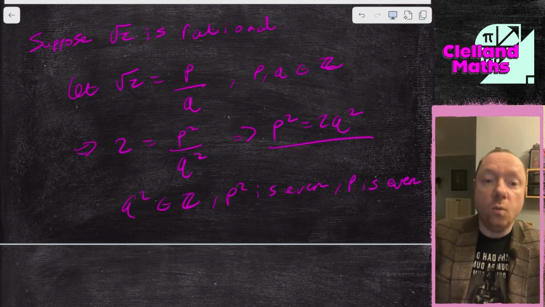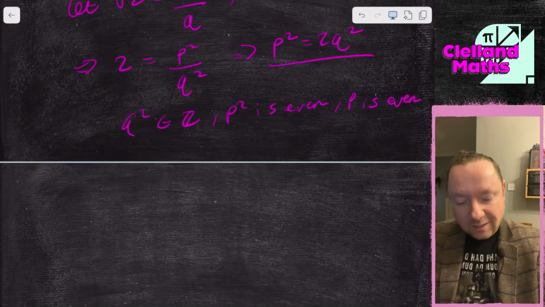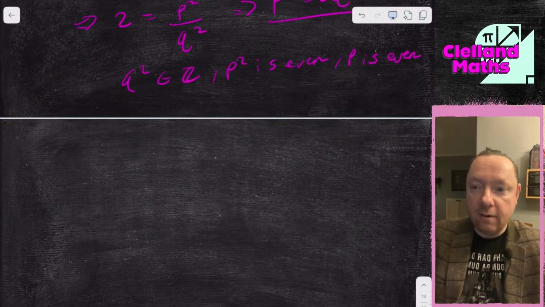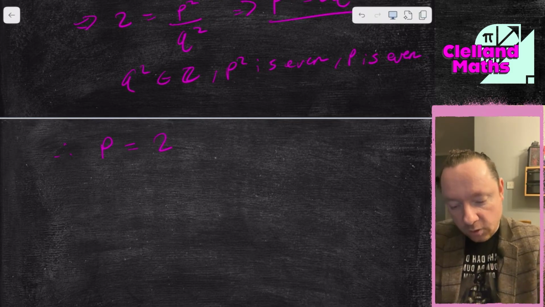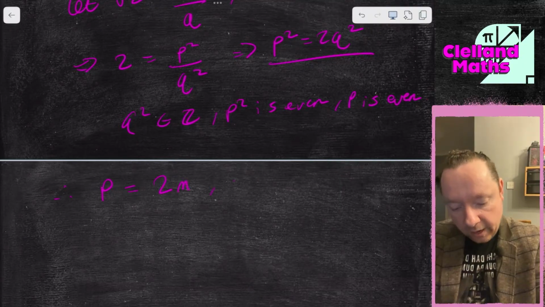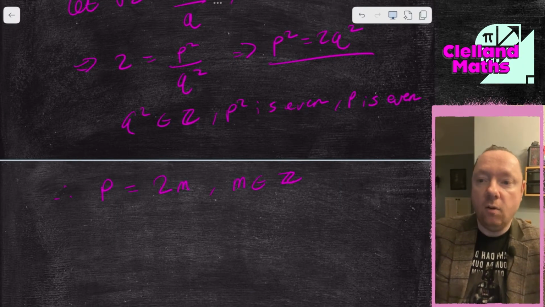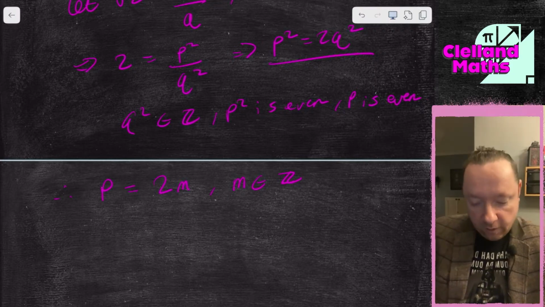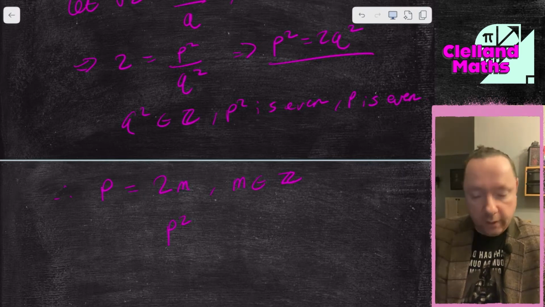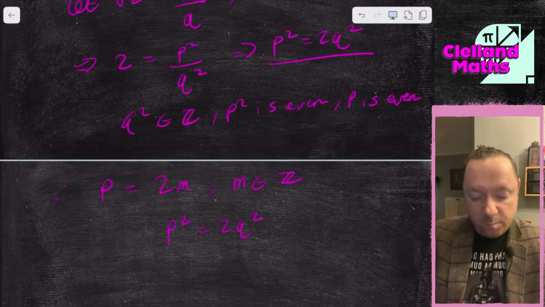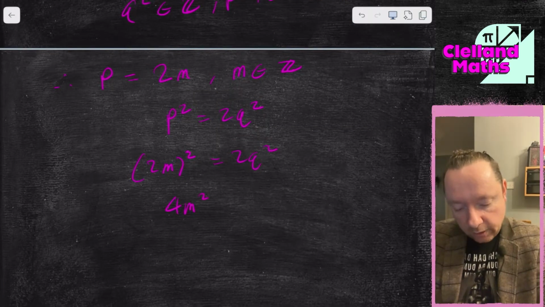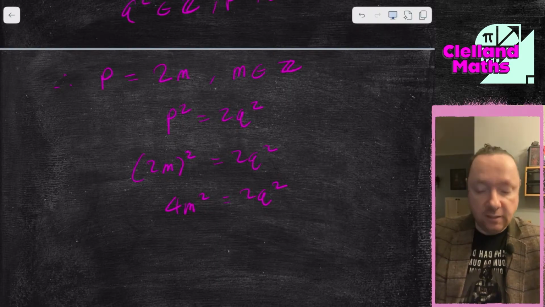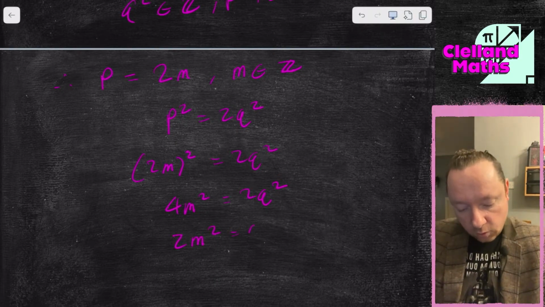If you take any even number and square it. So what does that tell us? Well, it tells us that p can be expressed as some multiple of 2, which is a different letter, 2m, where m is a member of Z. Okay, so now what can we do with that? Well, we already know that p squared equals 2q squared. But we're now saying that p is 2m, so (2m) squared equals 2q squared, so 4m squared equals 2q squared. So that means that 2m squared equals q squared.